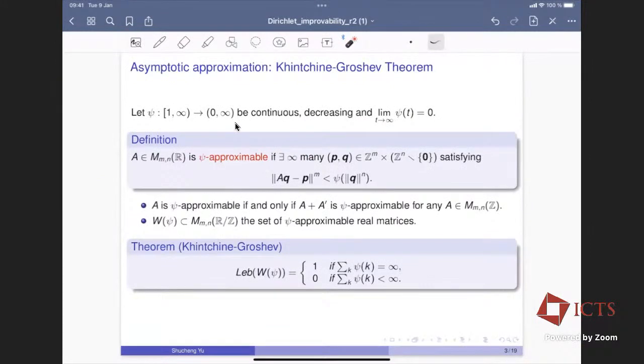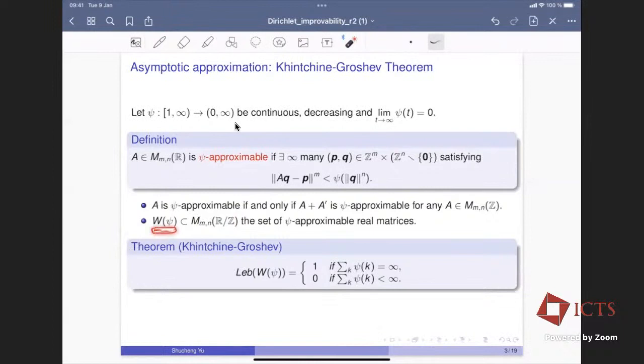And you can easily check that the property of being psi approximable is preserved after adding an integer matrix. So for this reason, to study those matrices, we can just restrict ourselves to this space of matrices with coefficients in the unit interval. R mod Z is a unit interval, and this is an mn-dimensional torus. A small advantage of working on this space is that now you have a probability space.